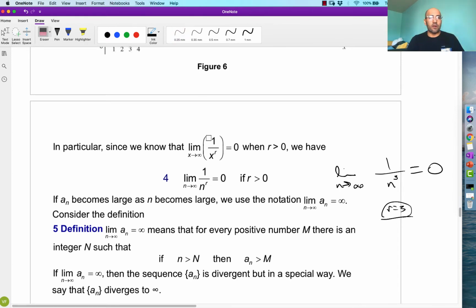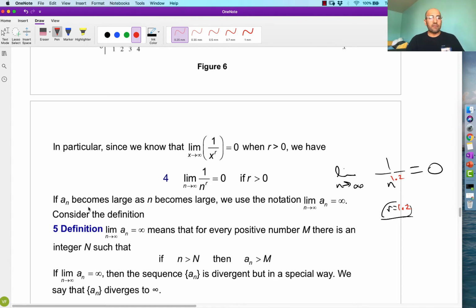The 3 was just an arbitrary selection. It doesn't have to be 3. It could be, I don't know, 7. If r equals 7, we'd have the same case. Nothing special about 7. Also, it could be that r equals 1.2. Right? The r value is allowed to be a decimal, 1.2. We're still going to have something that converges to 0. As long as r is strictly greater than 0, this is true.